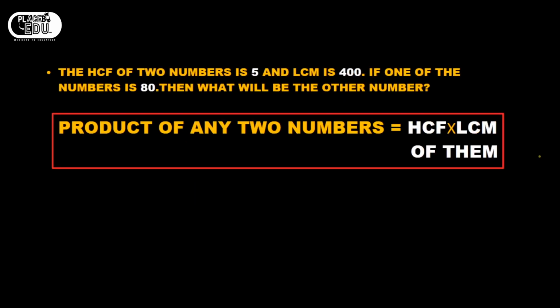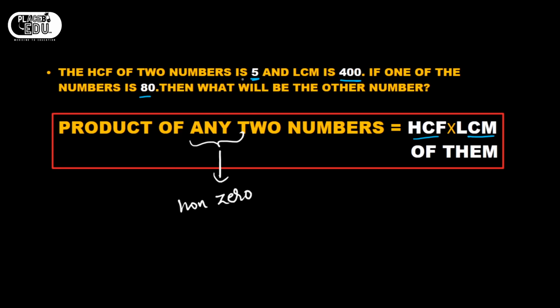Understood? Next, given the HCF of two numbers is 5 and LCM is 400, if one of the numbers is 80, then what will be the other number? The product of any two numbers is the product of their HCF and LCM. The important point is that "any" here means non-zero. None of the numbers should be 0. Understood? The product of any two non-zero numbers equals the HCF into the LCM of them.